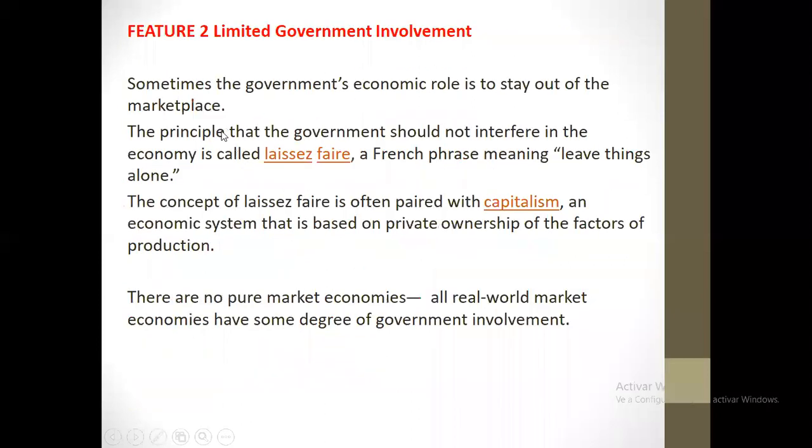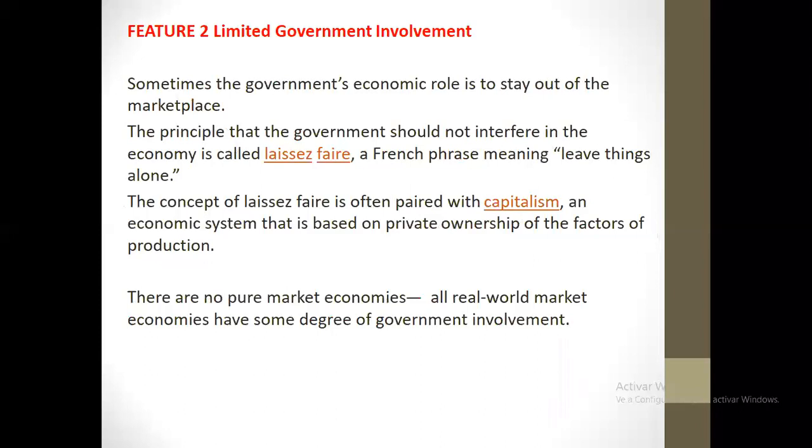¿Ok? Now, the second feature is limited government involvement. Sometimes the government economist's role is to stay out of the marketplace. Se mantiene al margen. The principle that the government should not interfere in the economy is called laissez-faire. Es una palabra francesa que nació del capitalismo cuando nació el capitalismo en 1700, 1800. It's a French phrase meaning leave things alone. Deja las cosas como están. O sea que el gobierno no tiene que meter la mano.